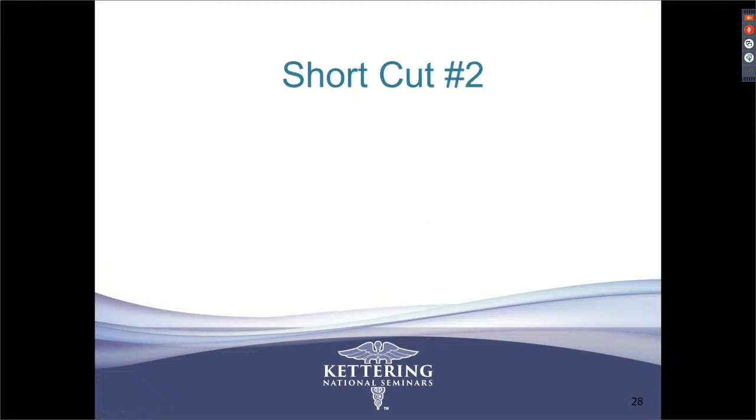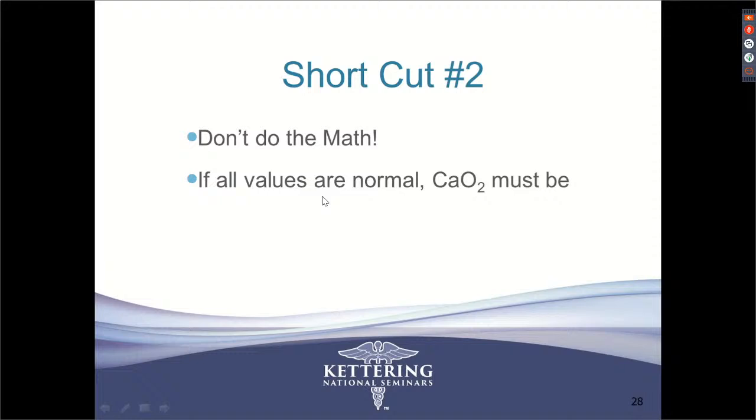Here's the second way, shortcut number two. Don't do the math. And some of you are like, what? What's he talking about? Well, if you've got this condition, if all the values are normal for the CaO2, then the CaO2 has to be normal. In other words, if you have a normal hemoglobin, a normal SaO2 and a normal PaO2, the answer to your calculation has to be within normal limits.